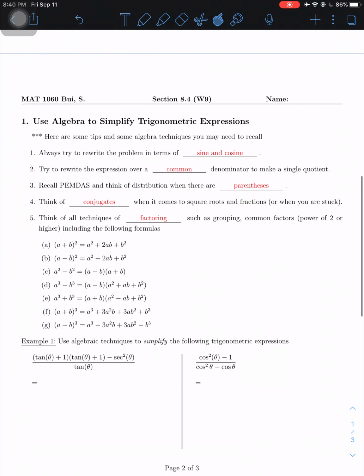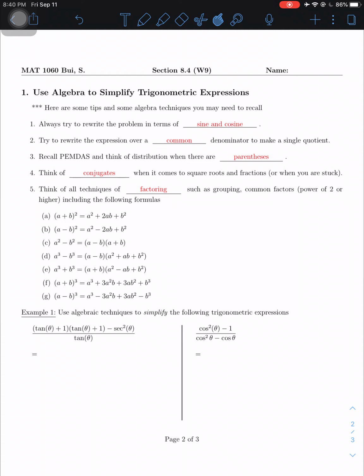Now let's get to the very first objective of today: use algebra to simplify trig expressions. Here are some of my tips. I personally got through this class before by using these tips.